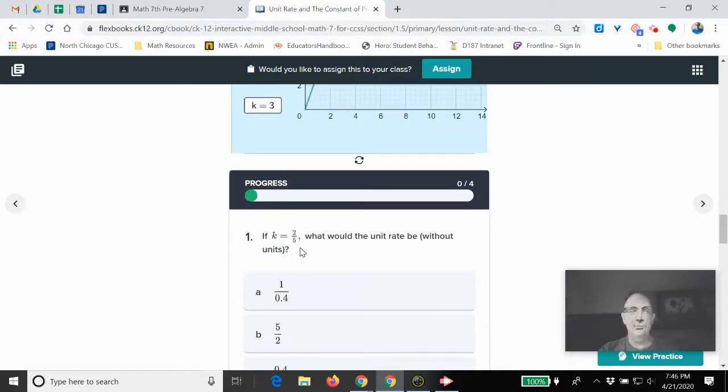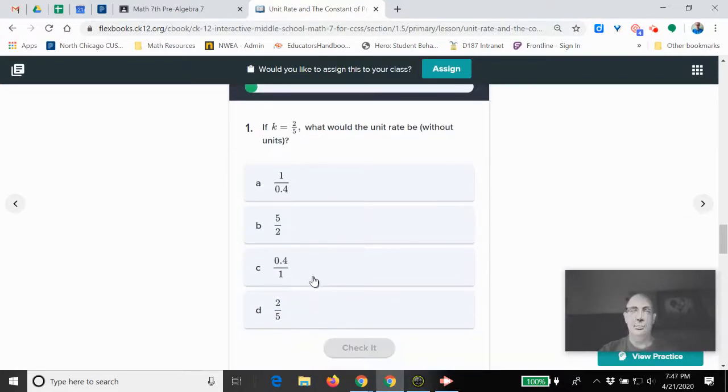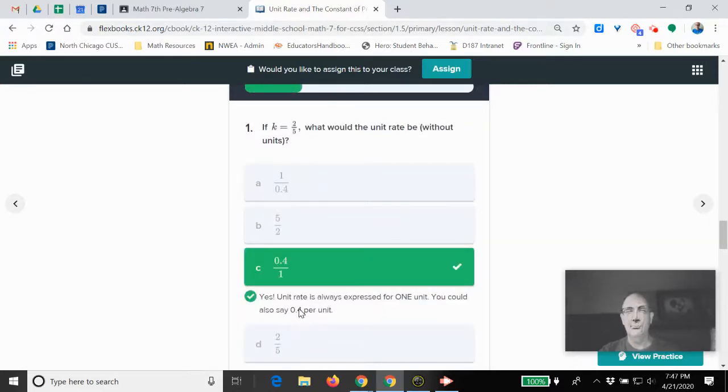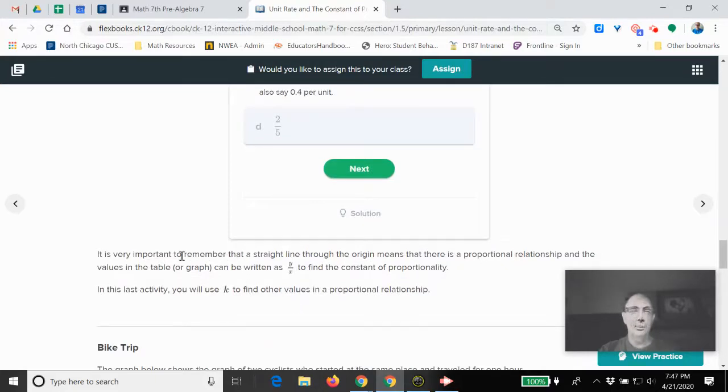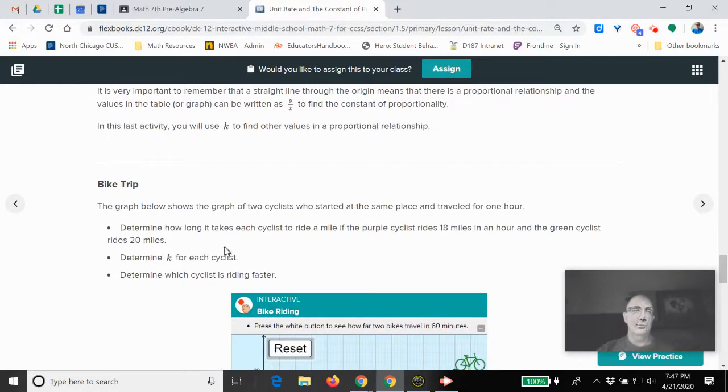If k equals 2/5, what would the unit rate be? So that would be 2 divided by 5. So I want a unit rate with the denominator as 1. So my unit rate would be this one. That's the only one with a denominator of 1. So remember, any straight line that goes through the origin on a graph is proportional. Values in the table or graph can be written as y divided by x to find the constant of proportionality.